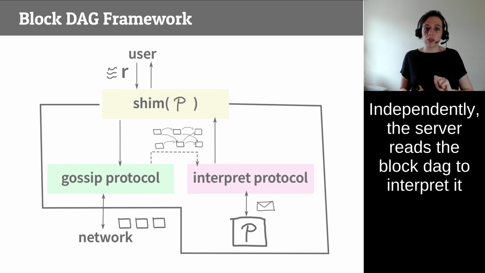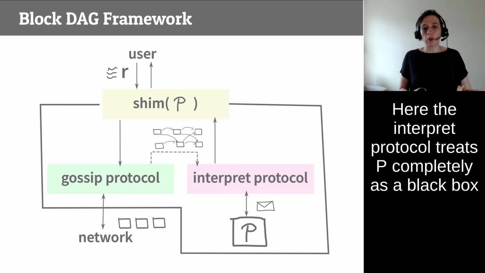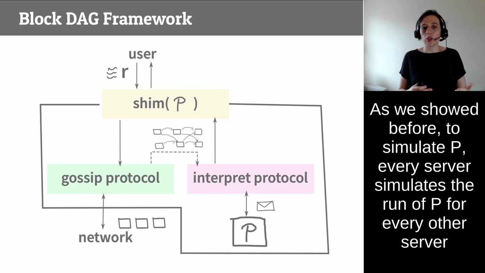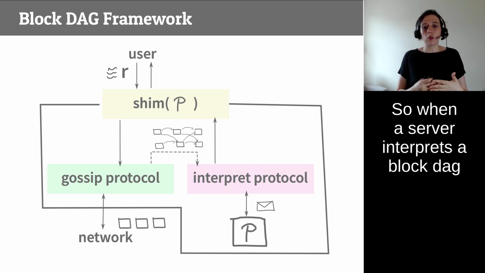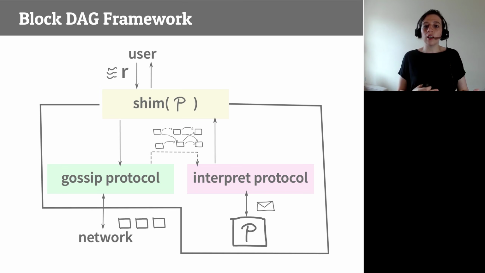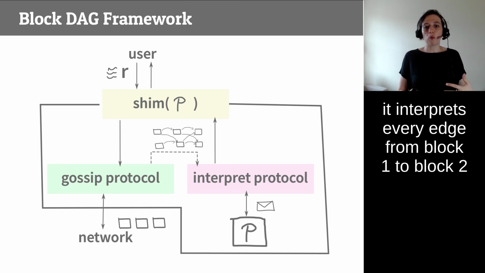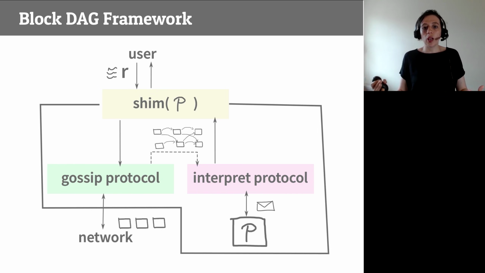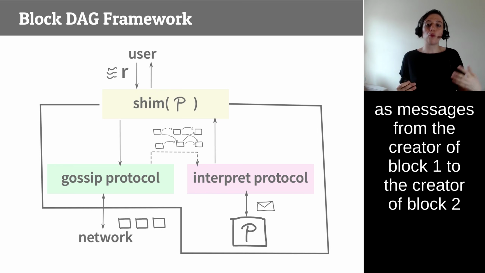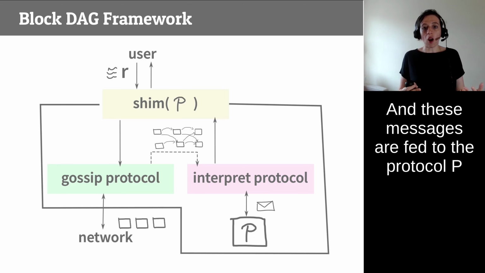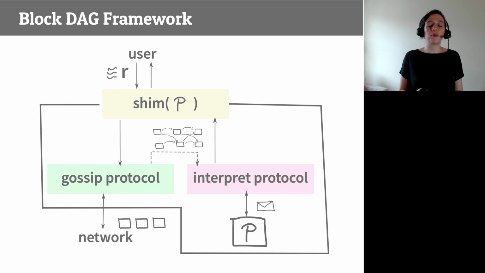Independently, the server reads the block DAG to interpret it. Here, the interpret protocol treats P completely as a black box. As we showed before, to simulate P, every server simulates the run of P for every other server. So when a server interprets a block DAG, it interprets every edge from block 1 to block 2 as messages from the creator of block 1 to the creator of block 2. And these messages are fed to the protocol P.